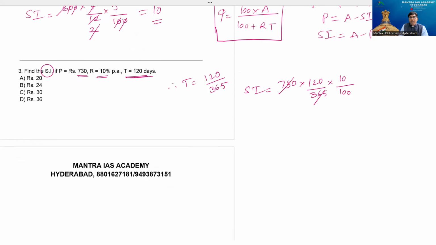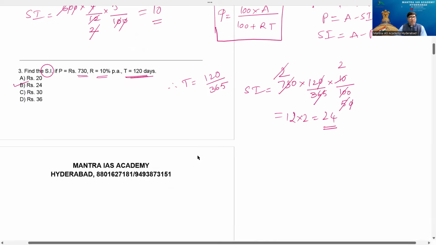As a first step here, 365 twos are 730. So the 0s get cancelled, 5 ones are and 5 twos are. 12 into 2 is the interest. 12 into 2 is 24 rupees. So that is the interest, option B. That's the way of doing it.